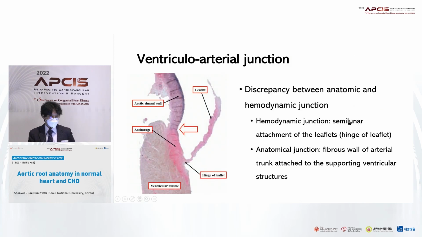You can see the ventriculo-arterial junction from the pathologic pictures. There is some discrepancy between the anatomic and hemodynamic junction. So you see the aortic leaflets here and attached here, but we call this part the hemodynamic junction. And the anatomical junction means the fibrotic wall of the arterial trunk attached to the supporting ventricular structures. So there is a discrepancy between the anatomic and hemodynamic junction.